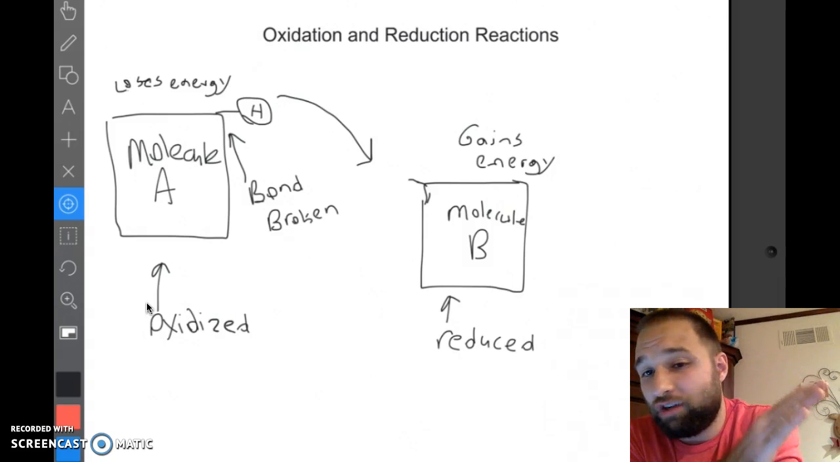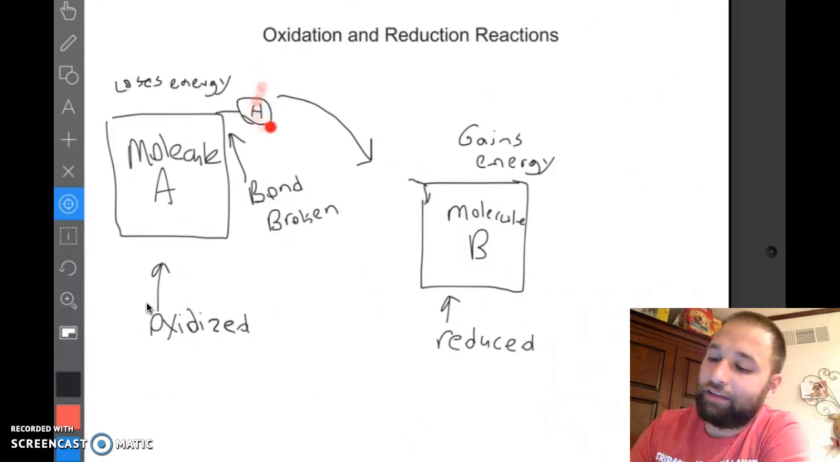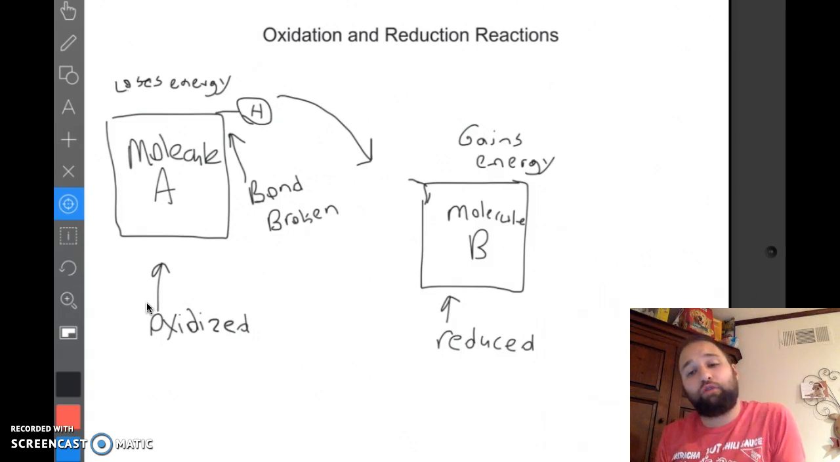Anytime you have an oxidation reaction, you have to reduce something else, because if I'm releasing and breaking this bond, this has to go somewhere. So whenever you have an oxidation reaction, at the exact same moment, something else must be getting reduced. This is how energy travels during the reactions. Remember, cell respiration is the transfer of energy from one molecule to another. This is how the energy travels.